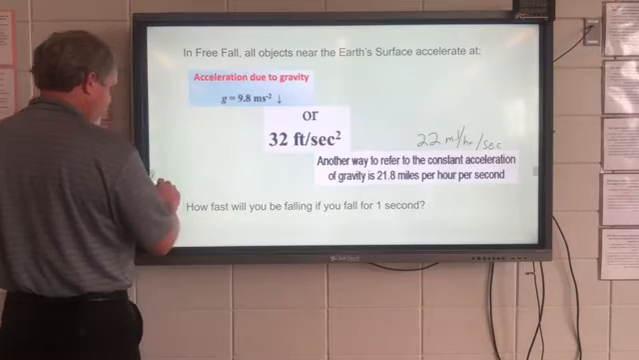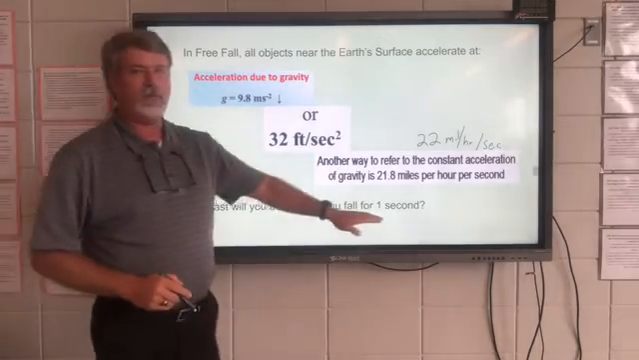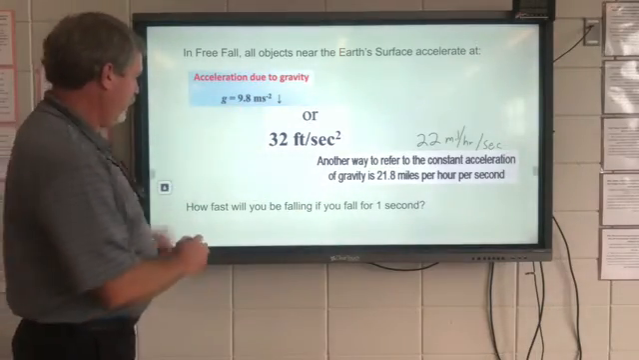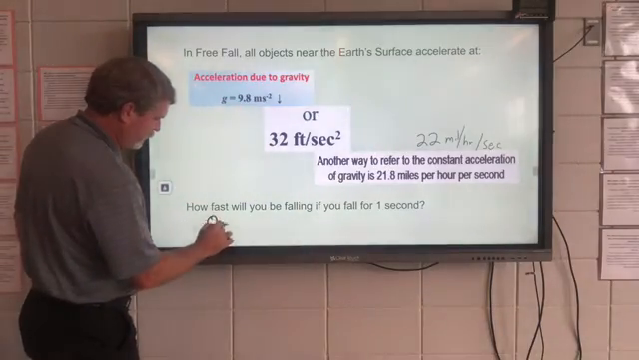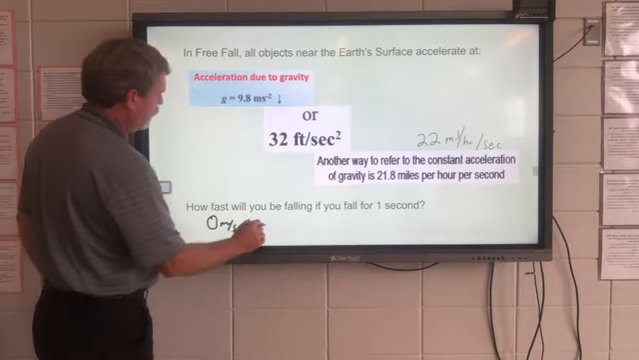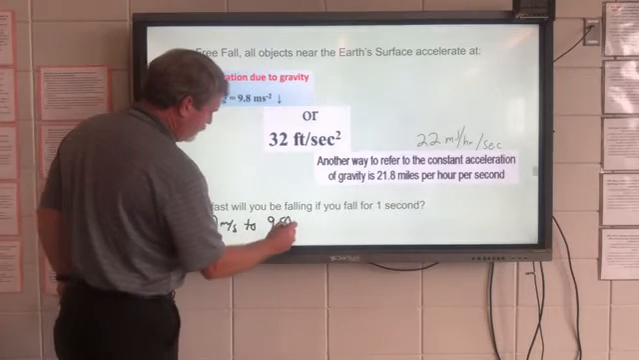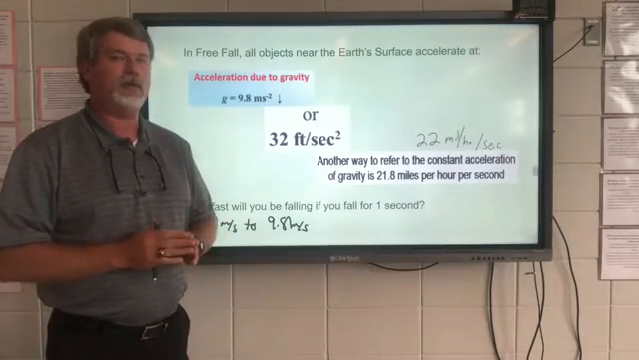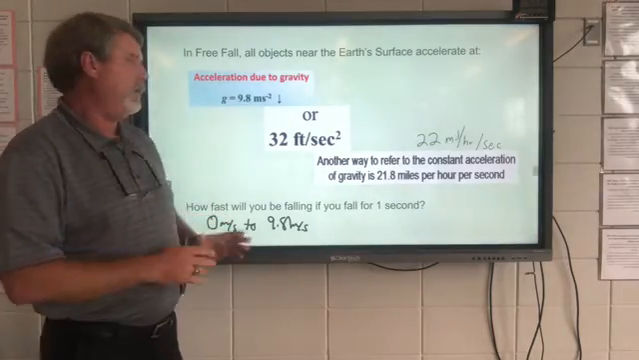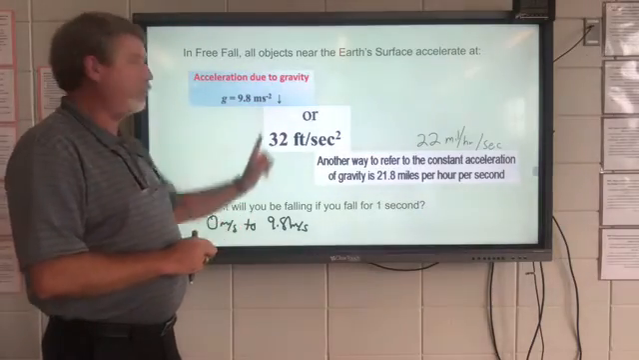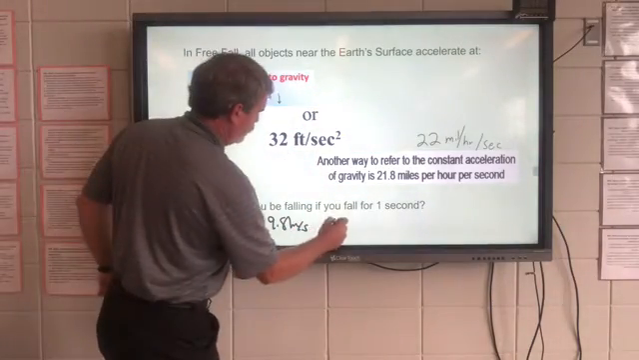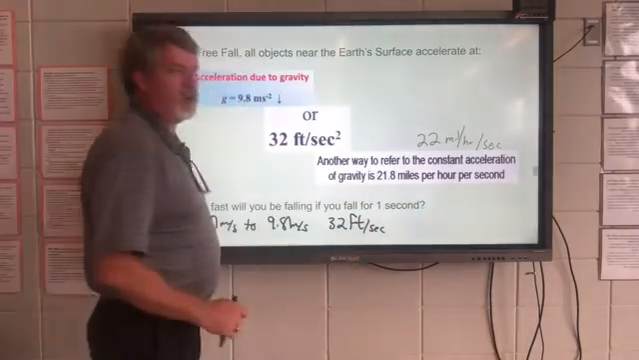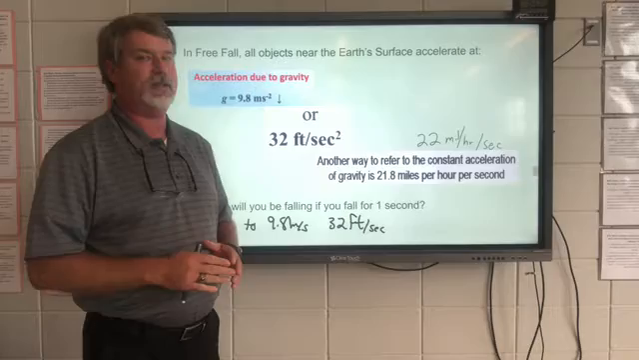What does it mean for you to be falling for 1 second? Well, if you fall for 1 second, you'll go from 0 meters per second to 9.8 meters per second. Okay? So 9.8 meters per second probably doesn't make a lot of sense to our brain. It also means you'll go from 0 to 32 feet per second, which is probably a little bit more helpful because now you're talking about going 32 feet in a second.